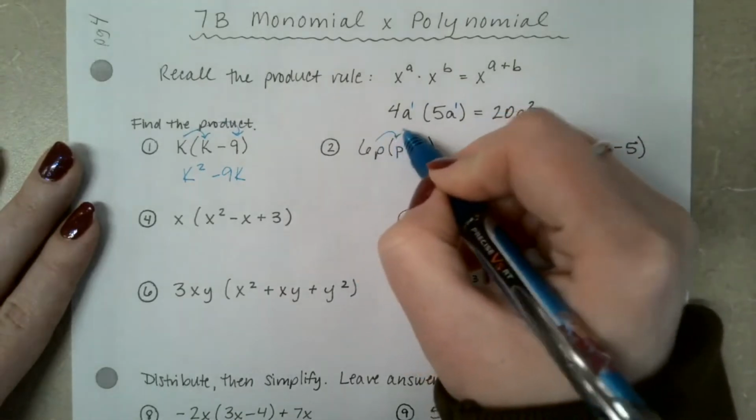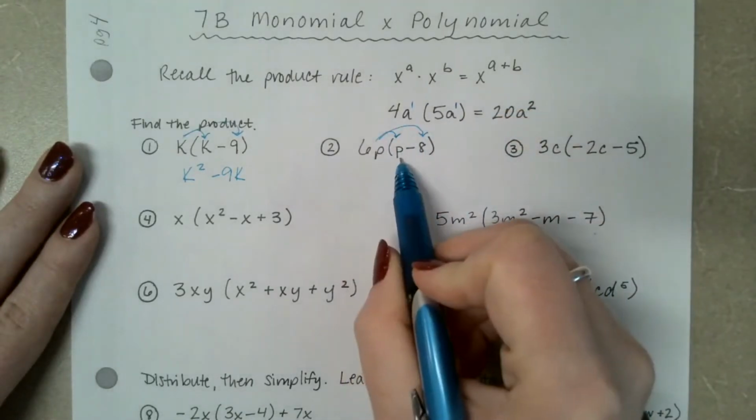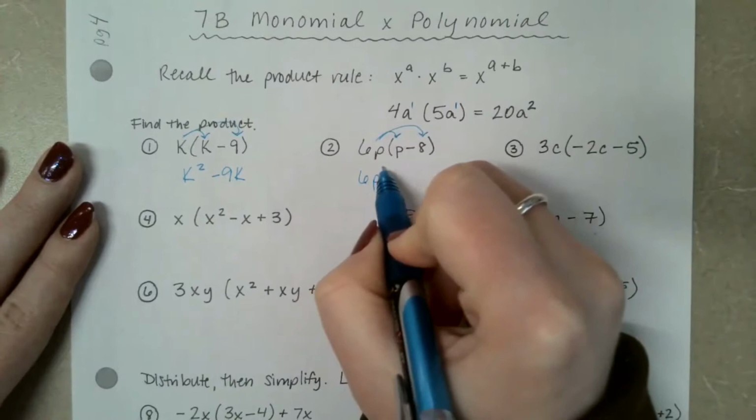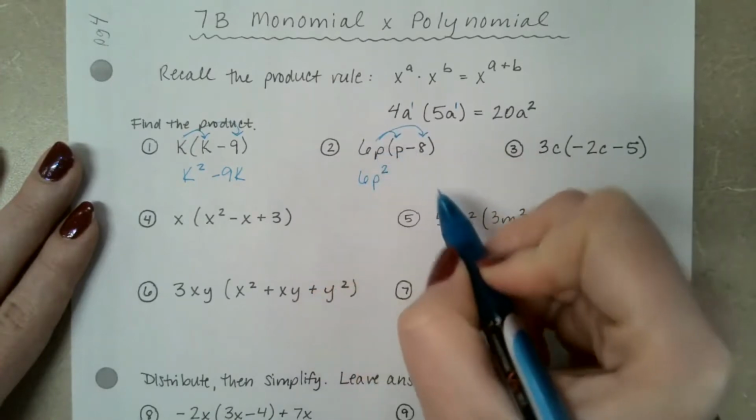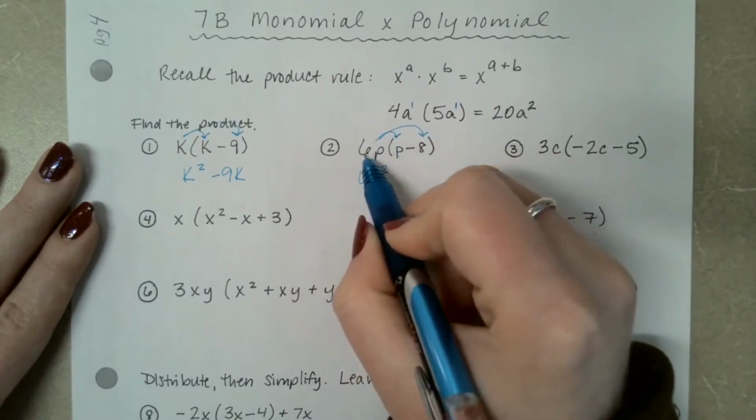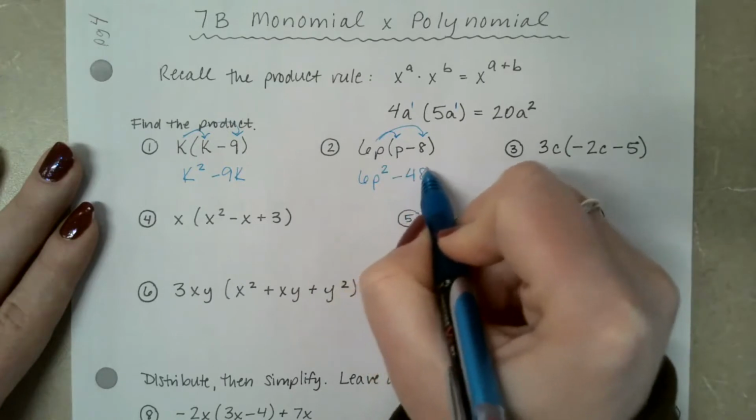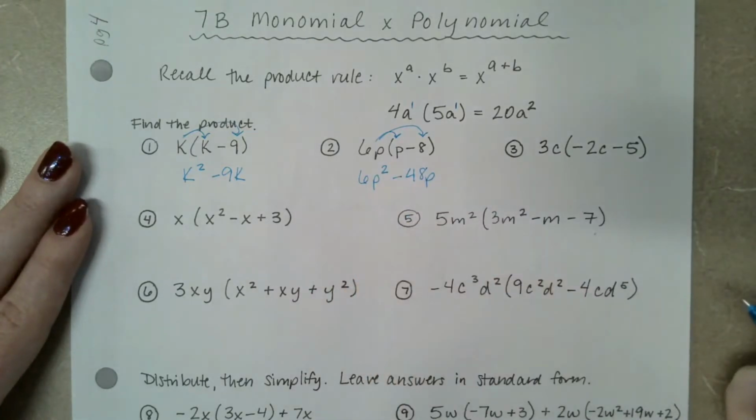So in number 2, same thing, we're distributing. So we'll do 6p times p, which will give me 6p squared from the 1 plus 1 here. And then 6p times 8 will multiply 6 and 8 to give me 48. And then p comes along.